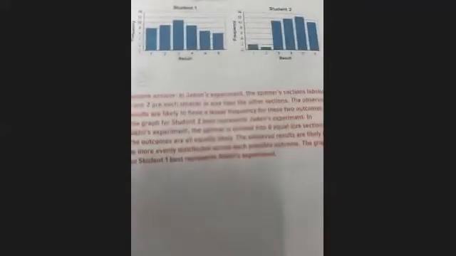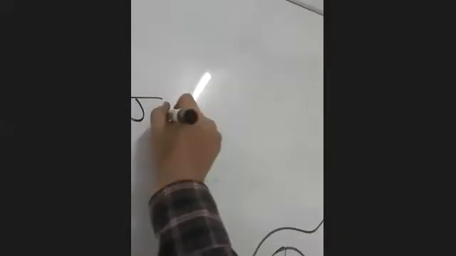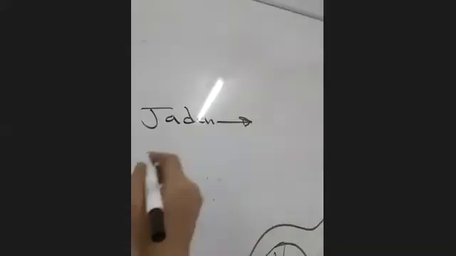Let's read how they explain it. Okay? Simple answer. In Jaden's experiment, the spinner sections labeled 1 and 2 are each smaller in size than the other sections. The observed results are likely to have lesser frequency for these two outcomes. So in Jaden, 1 and 2 have less frequency. In Nikhil, all of them have a similar frequency. So, copy, just write Jaden and Nikhil, student.